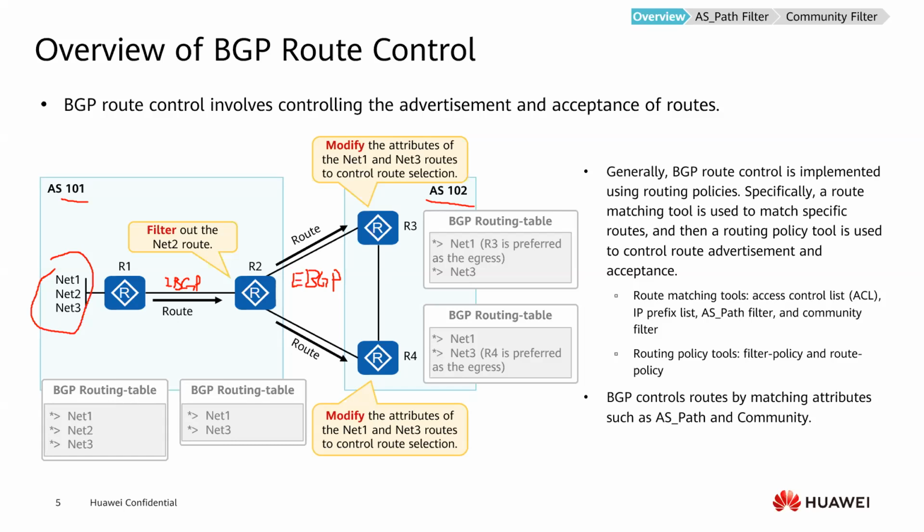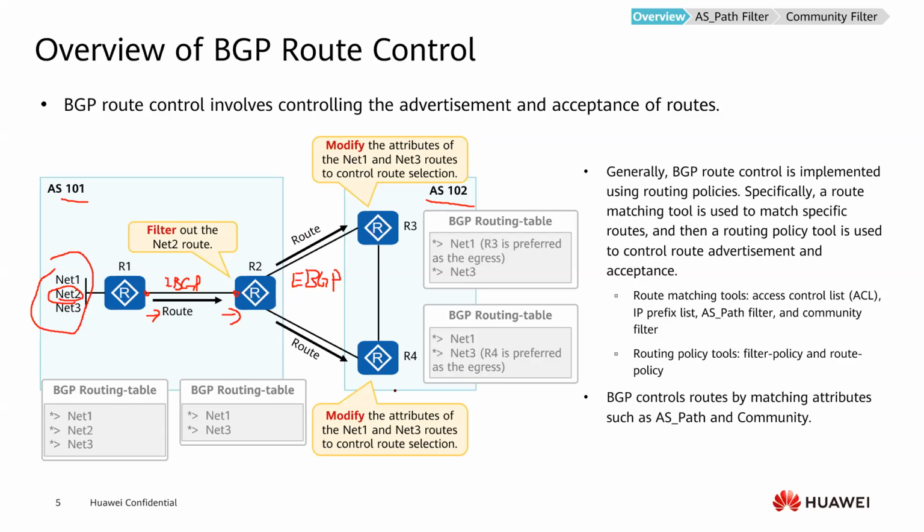R1 advertises these three subnet routes to its BGP routing table, and if we do not do any route control, R2 will receive these three routes, right? So if R2 does not want to receive the net2 route, it can do the filter. It can filter out the net2 route, so R1 cannot send this net2 route, or R2 will not receive this route. So you can do route control here.